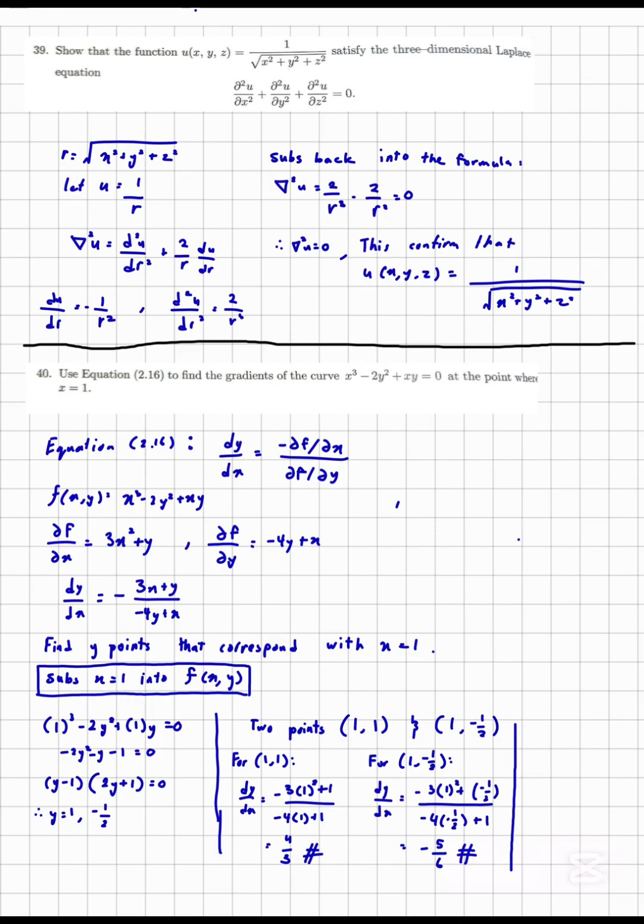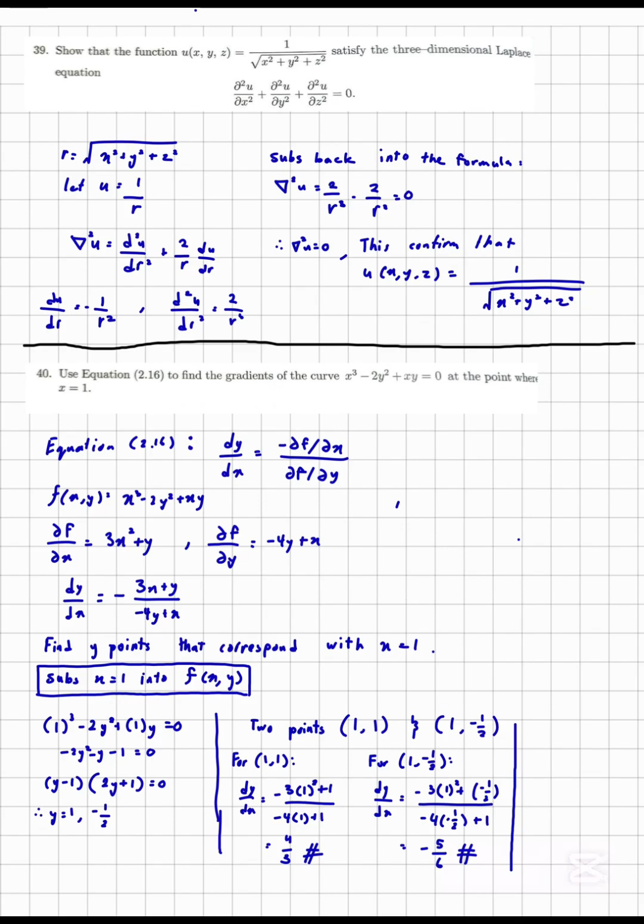Differentiating u, we get del squared u over del r squared plus 2 over r del u over del r. Del u over del r is equal to negative 1 over r squared, while del squared u over del r squared is equal to 2 over r cubed. Substituting it back into the formula, we get 2 over r cubed minus 2 over r cubed equal to 0, and it satisfies the equation, so u(x,y,z) equal to 1 over the square root of x squared plus y squared plus z squared works.